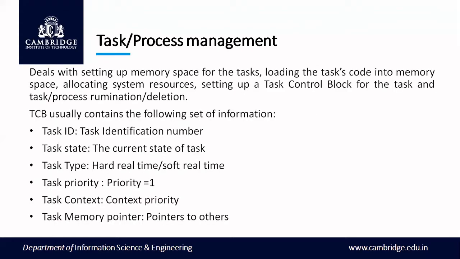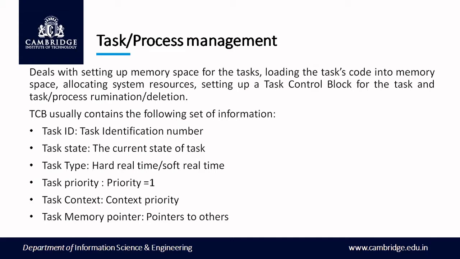So the first one is task or process management. It deals with setting up memory space for the task, loading the task code into memory space, allocating system resources, setting up a task control block for a task, and task or process termination and deletion. All these things are the main functionalities of task or process management.